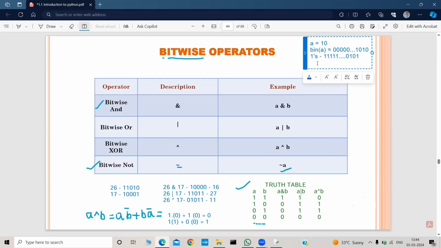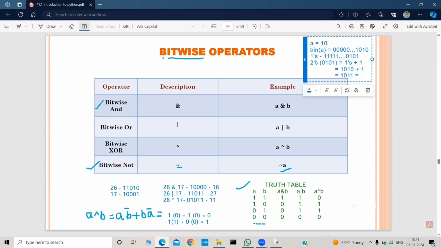For simplicity, let's take this part only. We need to do the 2's complement of 0 1 0 1, right? For that, at first we will do 1's complement plus 1. The 2's complement formula was 1's complement plus 1. And the 1's complement will be 1 0 1 0, plus 1, right? The result will be 1 0 1 1.